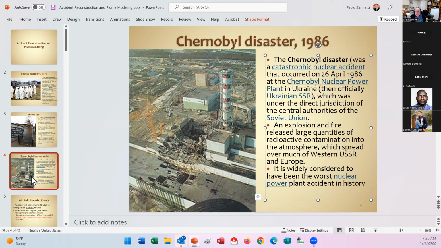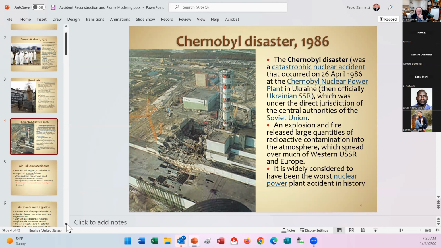So these are just three examples. I'm sure you know about them. And many scientists have spent a lot of effort simulating the plumes that were released from these accidents. The atmospheric dispersion calculation is relatively easy, but there is still a lot of uncertainty on the emission rate.